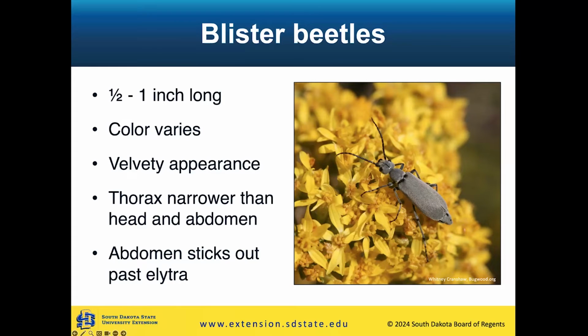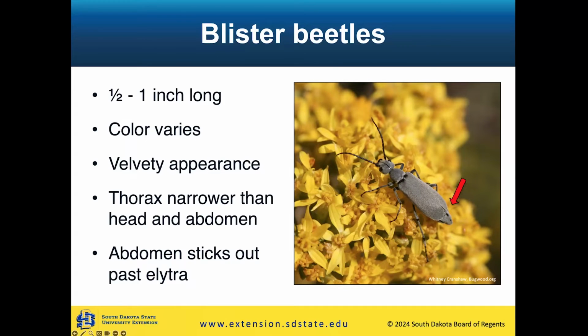And some of the key features of a blister beetle, how you can identify them, is that, first off, the thorax is going to be narrower than both the head and the abdomen. So it's almost like they have a little bit of a constriction there. You can see that's pretty characteristic of these guys.